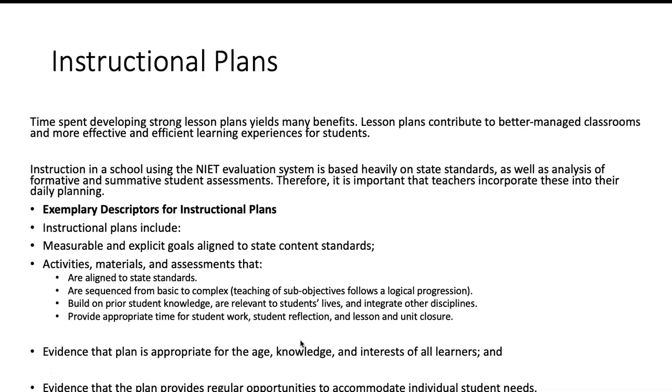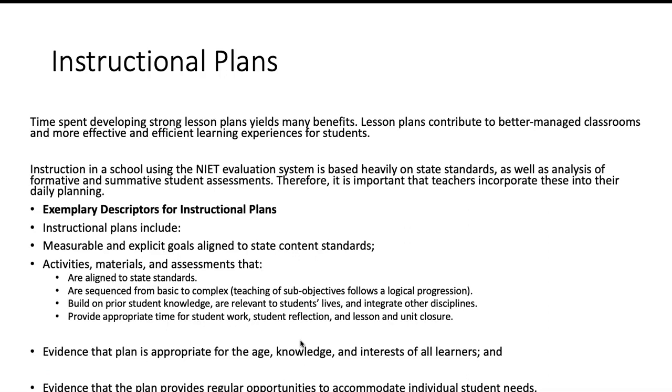We need to scaffold our lesson in a way where we are teaching sub-objectives and there's a logical progression in what we're teaching. I want to see that you're building on students' prior knowledge and making the lesson relevant to the students' lives. Again, this is similar to that motivation and knowing your students section of the rubric, and providing appropriate time for student work, student reflection, and lesson and unit closure. So of course we have to provide enough time for your students to do the assignments and activities, as well as to reflect and think about what they learned and how they learned.